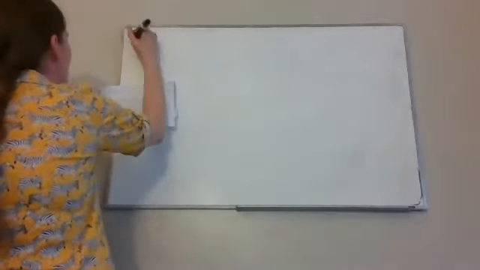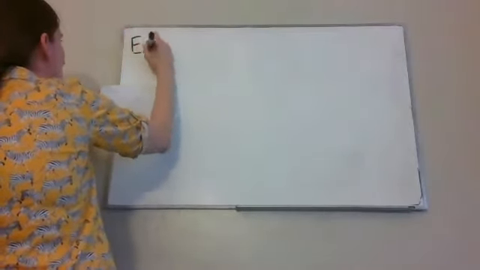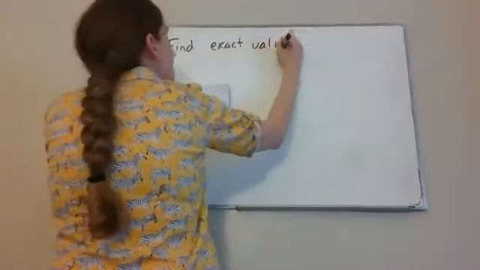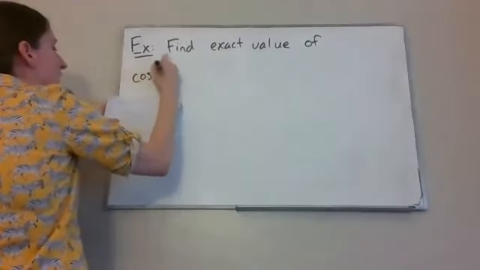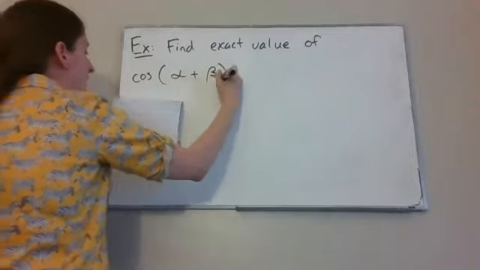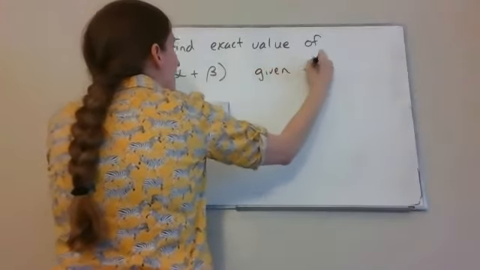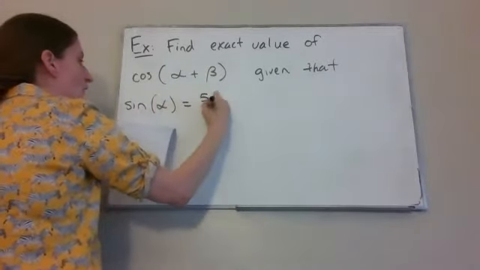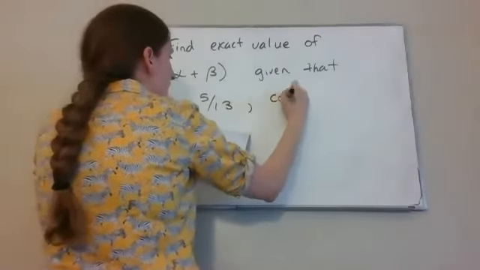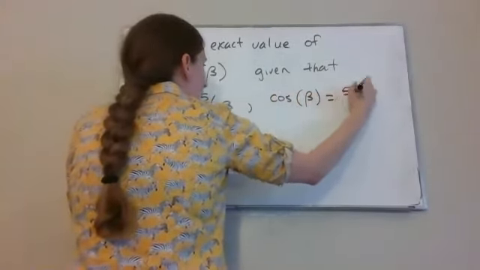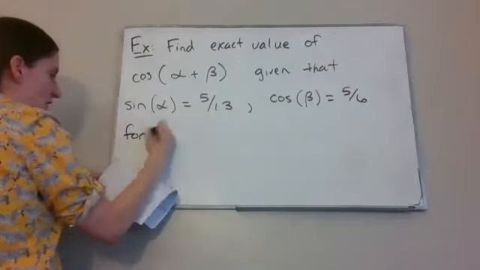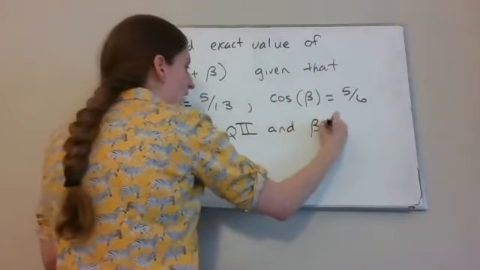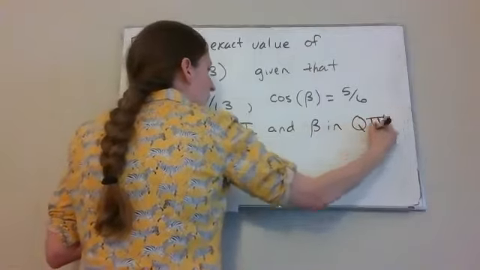Now, a slightly more complicated problem. Let's find the exact value of cosine of alpha plus beta, given that sine of alpha is 5 over 13, cosine of beta is 5 over 6, for alpha in quadrant 2 and beta in quadrant 4.